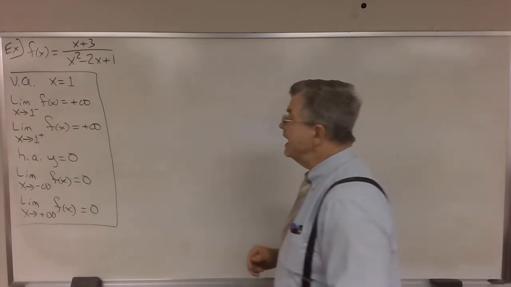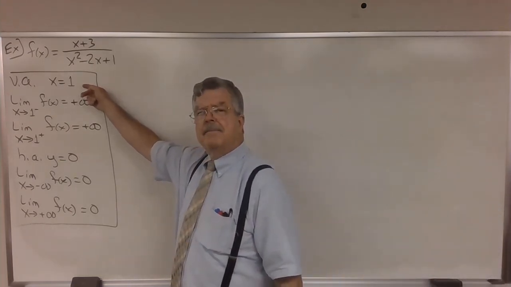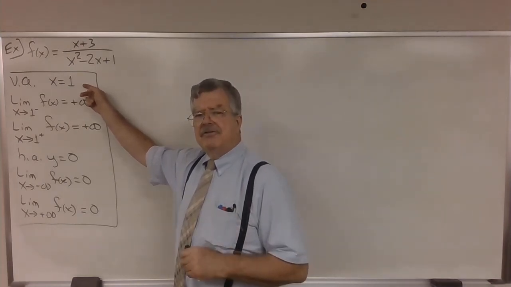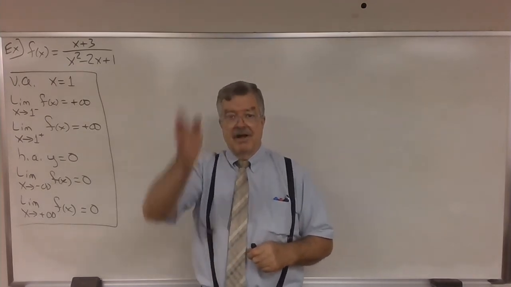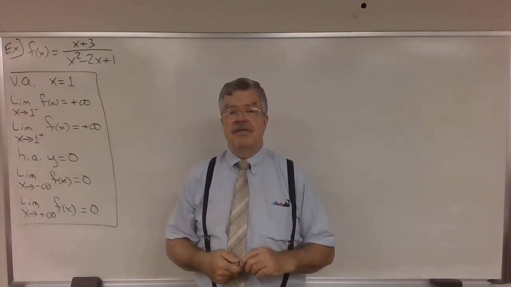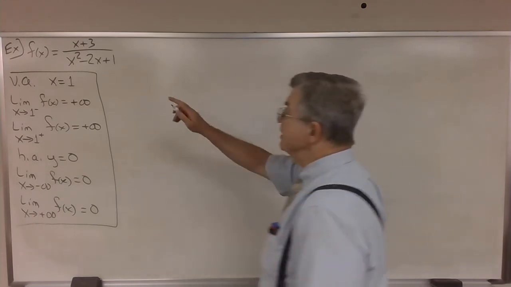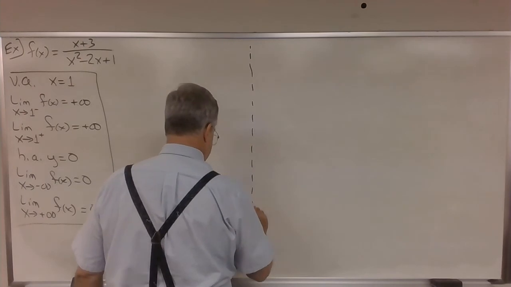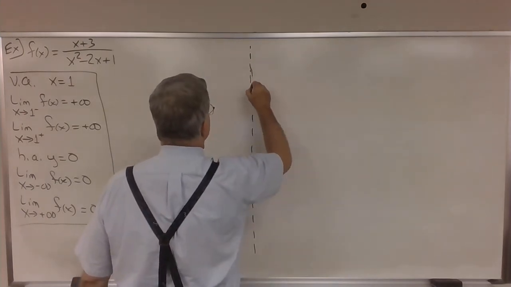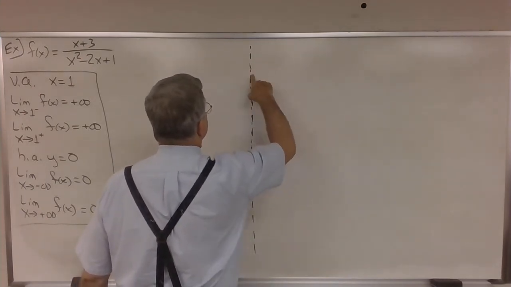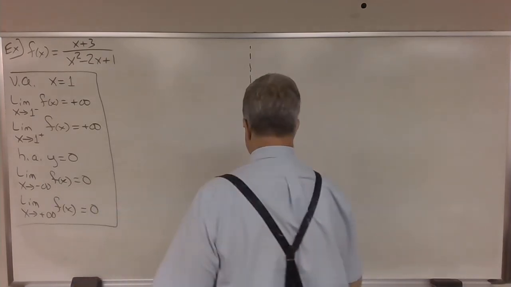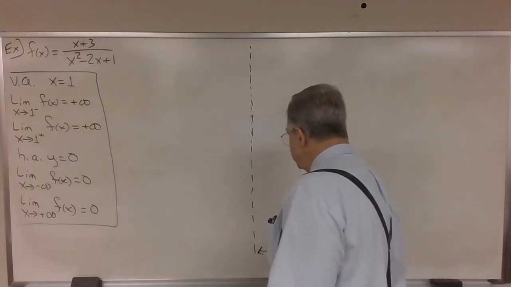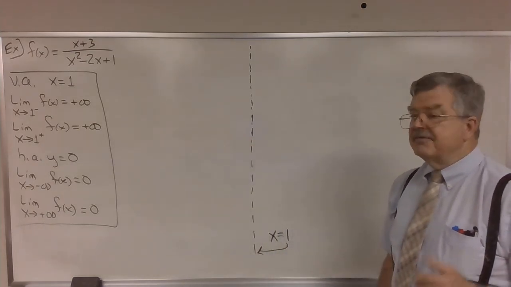And our vertical asymptote was x equal 1. And remember, the graph of x equal a constant is a vertical line that goes through 1 on the x-axis. So I'm going to draw my vertical asymptote. Here it is, x equal 1. Well, let's see, I thought it was vertical. Okay, that's a little bit better. And I'll label it like this, x equal 1. There's my vertical asymptote.